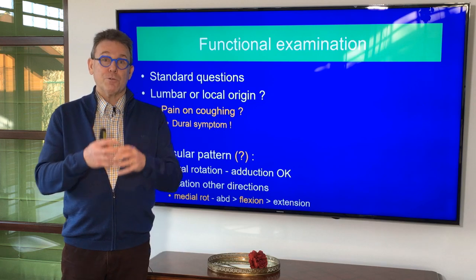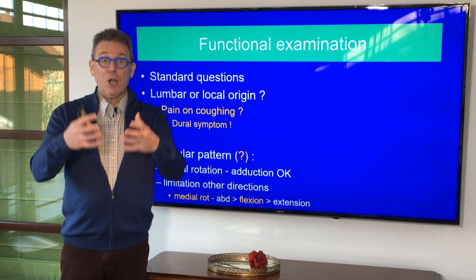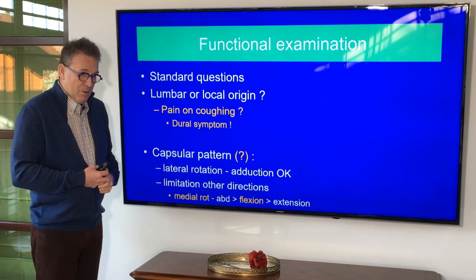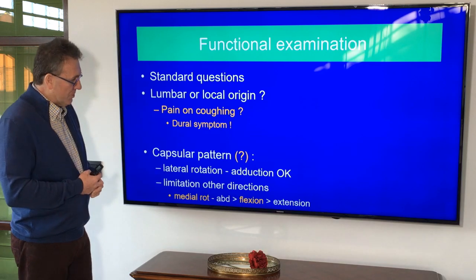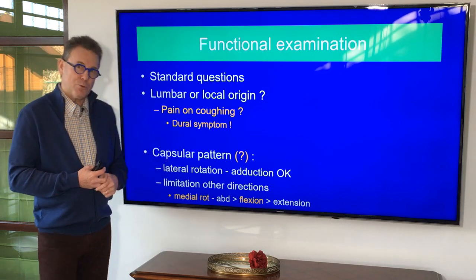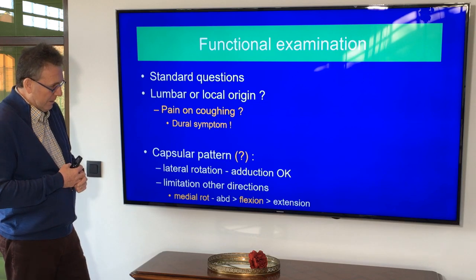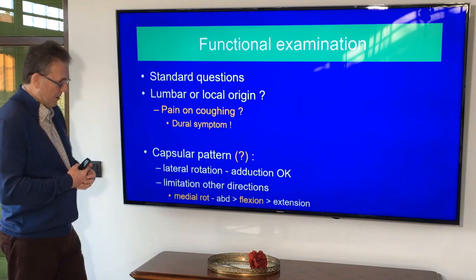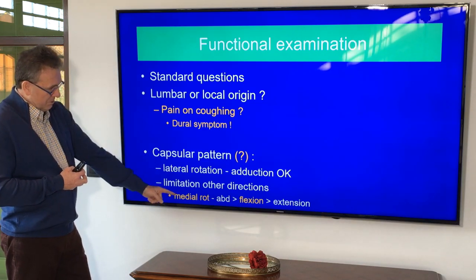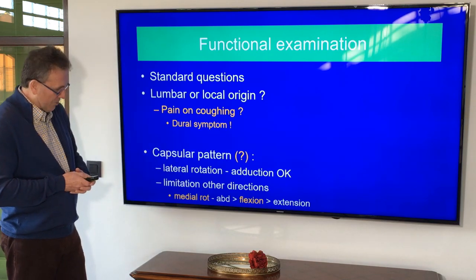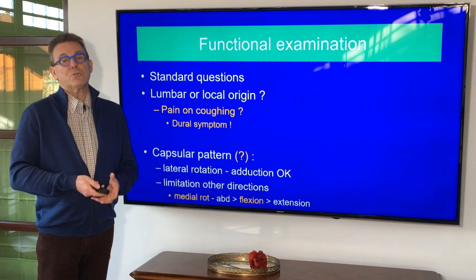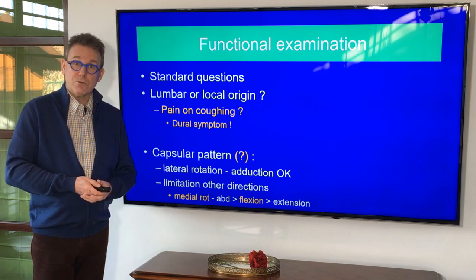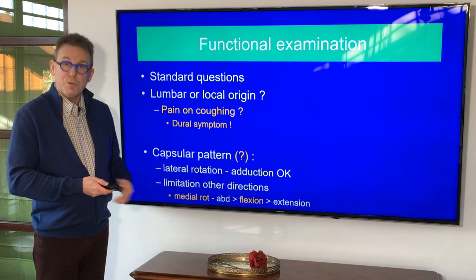I talk more about research during our live seminars we teach worldwide. But during the years, we came to the conclusion that indeed, we have to rethink that. We have to adapt that a little bit, and we're going to make it more simple. What is the key factor in a capsular pattern? Medial rotation more limited than flexion. Medial rotation is the first movement which is limited when the patient has a certain degree of arthrosis. So it's going to be the top.